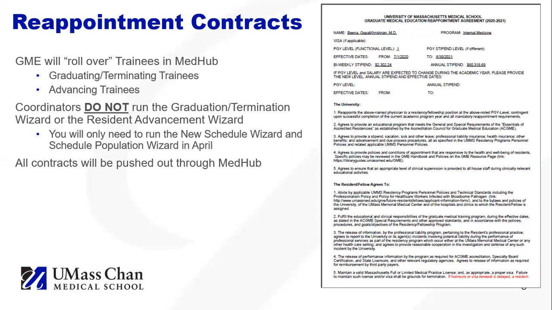You may have noticed that there is a graduation termination wizard and a resident advancement wizard in MedHub. Do not touch these. Please, please, please do not touch these. Do not worry about those. That is what GME will take care of. Everything has to be done in a particular order, in a particular way. The only wizards you will need to worry about are the new schedule wizard and the schedule population wizard, and that happens in April. I'll go over it then, so don't worry about it until then. All contracts are going to be pushed out through MedHub, as always.